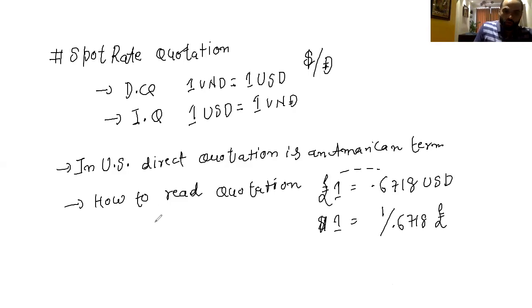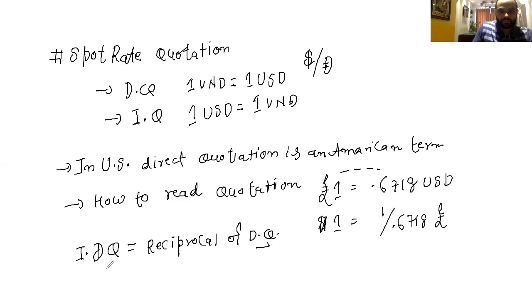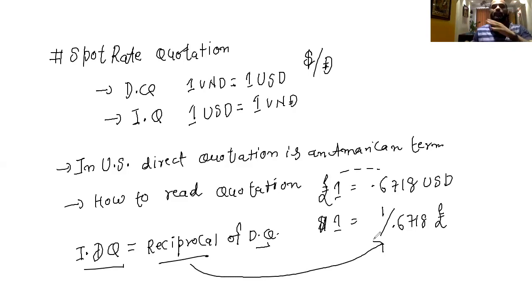All right. So the conclusion is direct quotation, indirect quotations. Indirect quotation is a reciprocal of a direct quotation, right? Reciprocal means that's what we are doing here. So this is the conclusion of spot trade, and make sure you remember direct and indirect quotations. So let's move on to the next. So this is spot trade quotations.